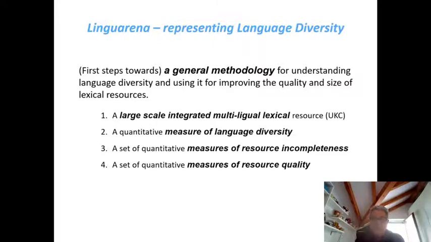Then, of course, there is an issue of incompleteness or correctness. These resources that we develop will never be complete. They will never be perfect. Why? Because of many reasons. First of all, there is no such thing as Italian.